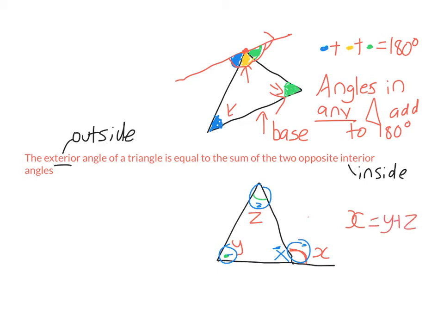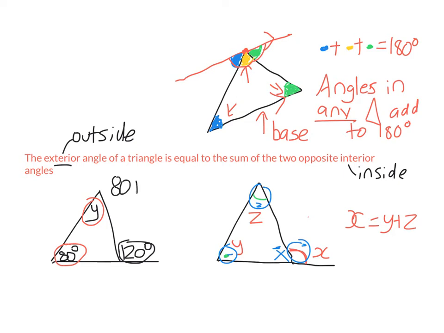Okay, let's look at an example. Let's look at this example here. So the 120 degree angle is the exterior angle, and it's equal to the sum of the two interior angles that are opposite. So to find y is easy. 80 plus y must equal 120, which of course means subtract 80 from both sides. Y is equal to 40 degrees. Okay, so that's all for triangles. Let's now get on to quadrilaterals.